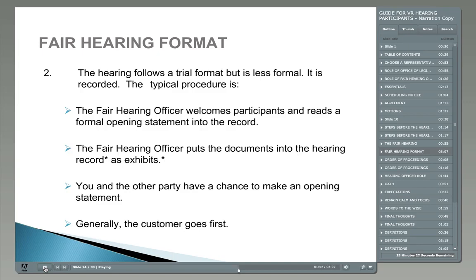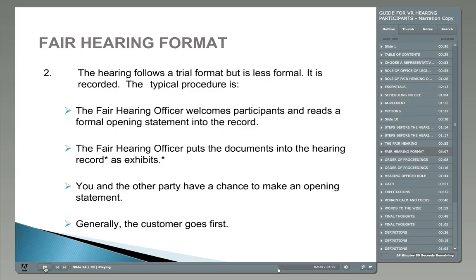What's an opening statement? It's simply a synopsis of what you hope to prove at the hearing that day. They're not mandatory. They're optional. You can choose to make an opening statement or not, but generally, it's just a brief summary of what you hope to prove today. And generally, the customer goes first. Customer meaning the consumer of VR services. There are exceptions to that.